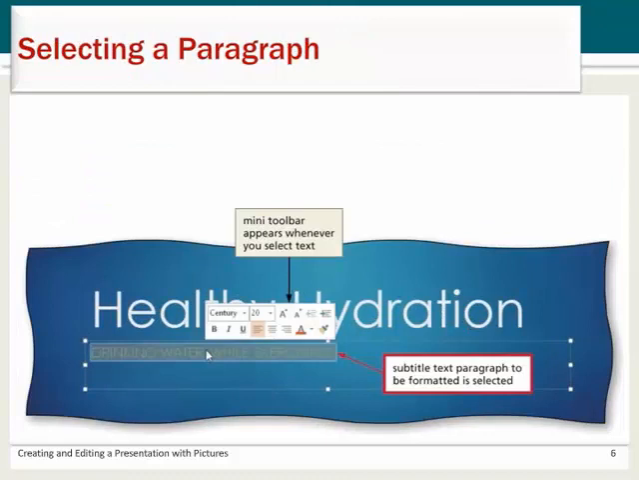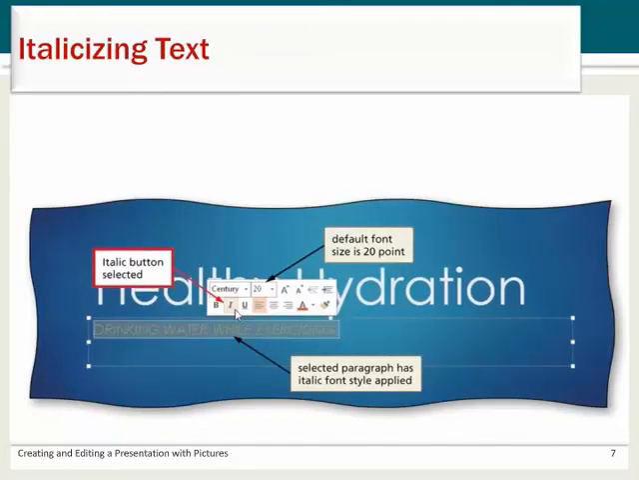Let's apply a different formatting to the subtitle. Before we can do this, we have to select all the words in the subtitle. To do this, tap or click to position the insertion point in the text to select, and then drag the selection handles until all the words are selected. If you are using a mouse, you can triple click the line of text. With the subtitle selected, click the italics icon on the mini toolbar.